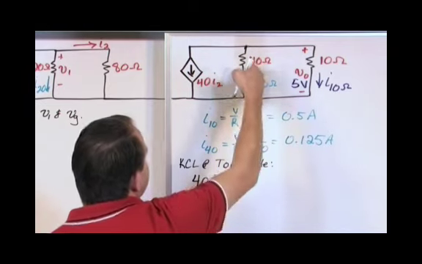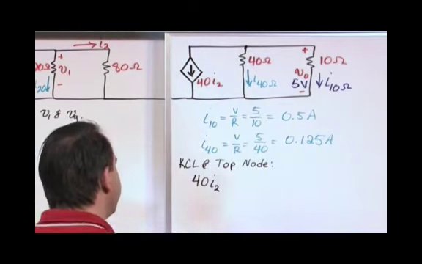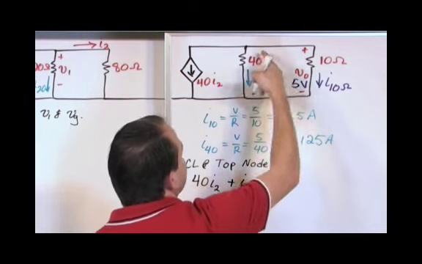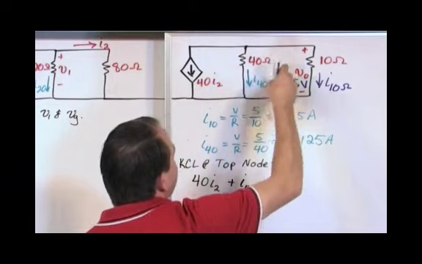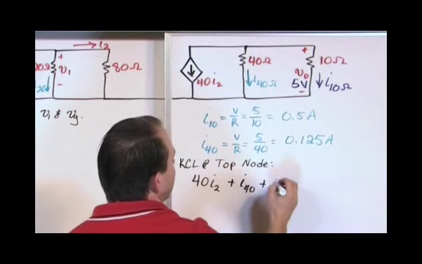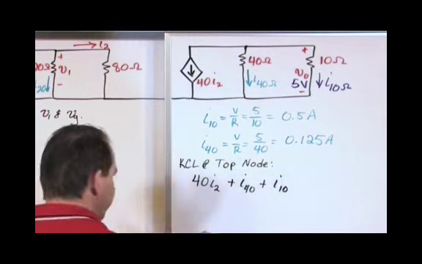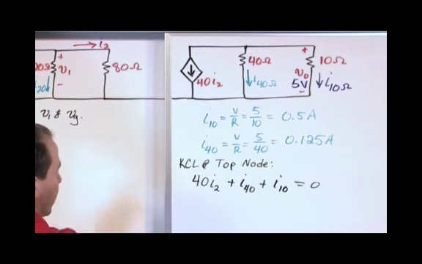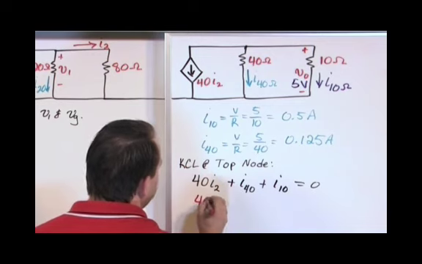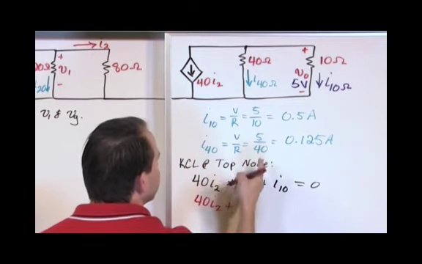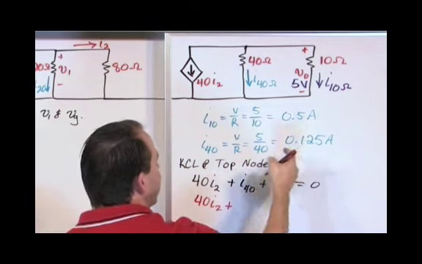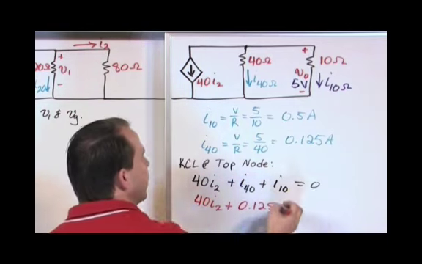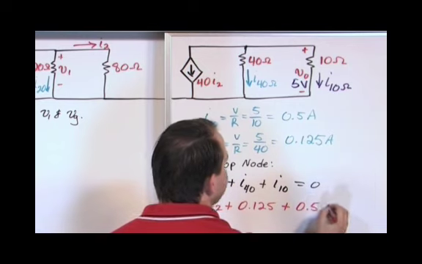Now this current is also flowing out of the node, so I'm going to make it explicit, plus I sub 40. This is flowing out of the node because this is current going down, this is current going down, so here we go, I sub 10, and that's equal to 0. So once we substitute in for what we know, we're going to have 40 I sub 2 plus, we know what the current is in I sub 40, 0.125. We know what the current through the 10 ohm resistor is, 0.5, is equal to 0.